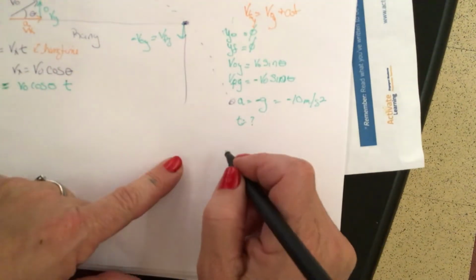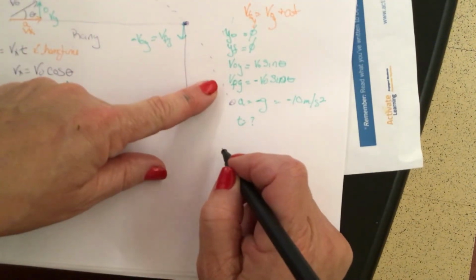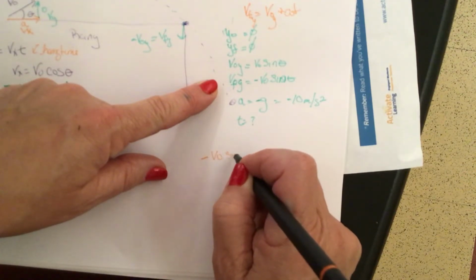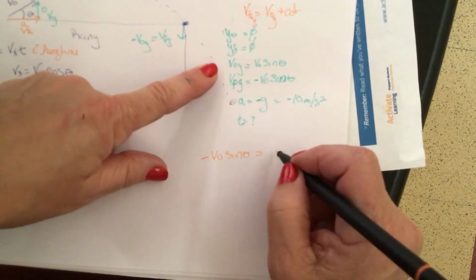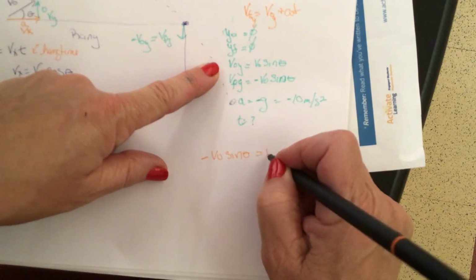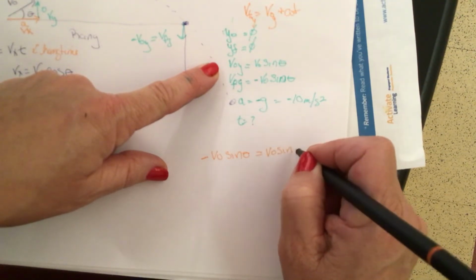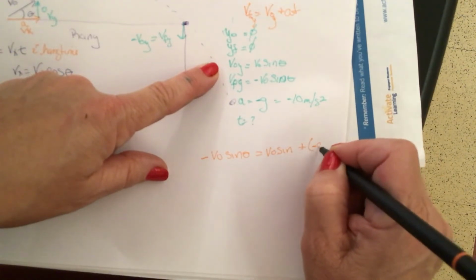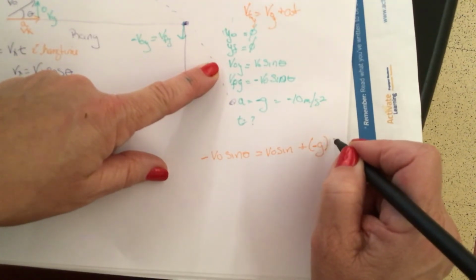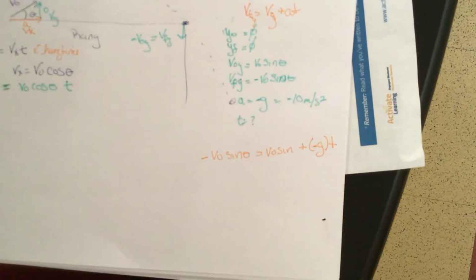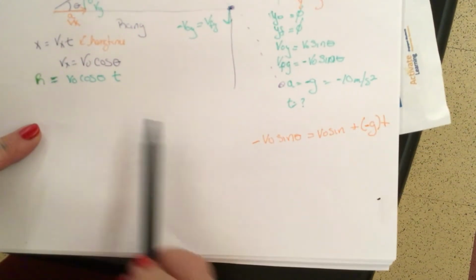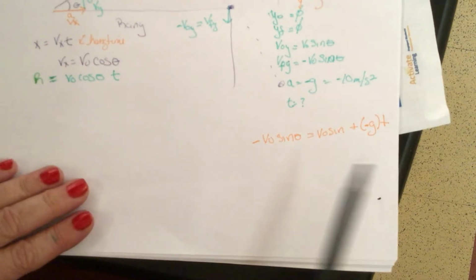So we'll do it down here. Velocity final in the y direction, well, that's negative v naught sine theta, is equal to velocity initial, which is v naught sine theta, plus the acceleration, well, that's a negative g, right, times time. And again, what are we missing over here? Well, we're missing time, so we're going to rearrange this formula for time.